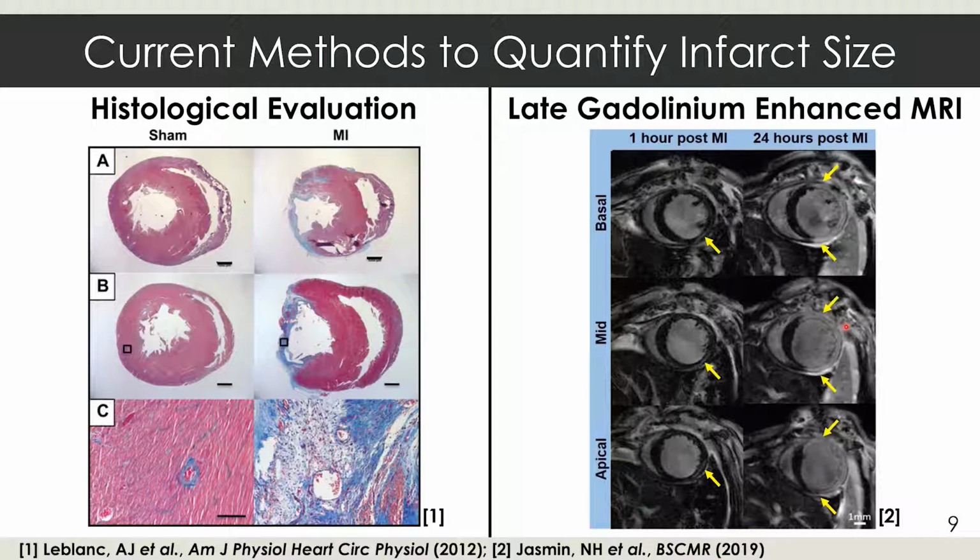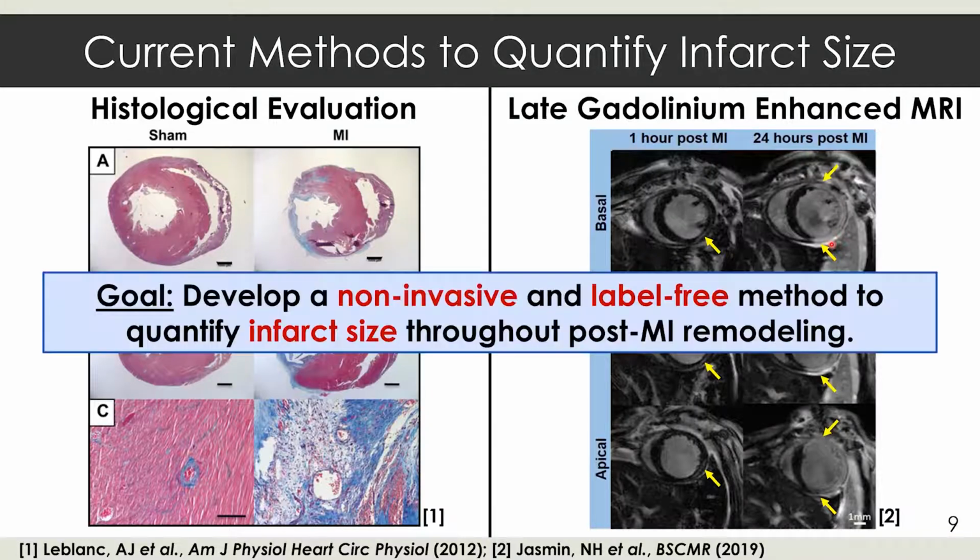Basically, you introduce gadolinium contrast agent into the animal, and due to the different perfusion state of the myocardial tissue, depending on whether it's healthy or infarcted, you get a later washout period in the infarcted tissue. You can in fact see here, in the infarcted tissue, a whitening from the contrast agent. But this still requires a lot of animal preparation, and it still involves the injection of contrast agent. So with four-dimensional ultrasound, we wanted to develop a non-invasive and label-free method to quantify infarct size throughout post-MI remodeling.